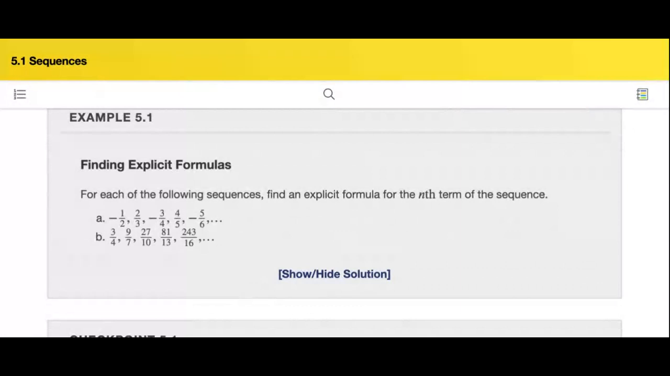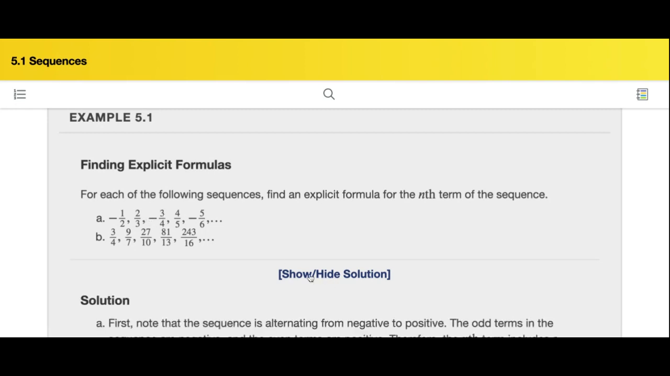Normally, given a bunch of numbers, we want to find a pattern. Right? So we want to find the nth term. So let's see this one. We observe A1 equals negative 1/2, A2 equals 2/3, A3 equals negative 3/4.